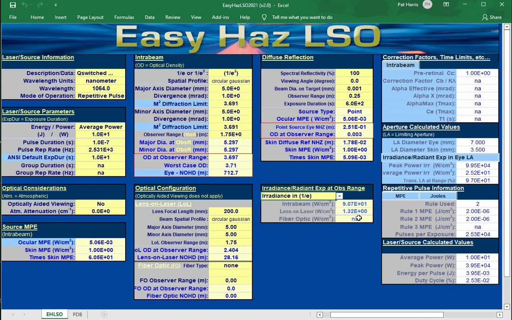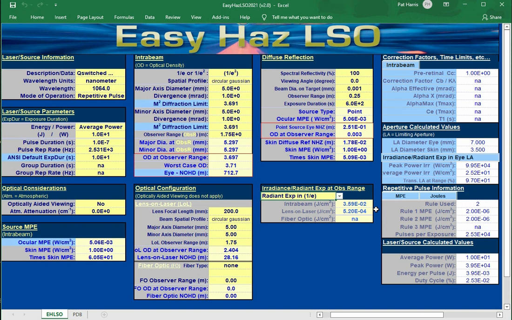And now, what about the lens on laser? Well, the lens on laser at 1.75, remember that this would be a much higher divergence than what we see in the intrabeam, so it's only 1.32 watts per square centimeter. Let's take a look at radiant exposure. We would need to report that for an intrabeam exposure, we'd have about 36 millijoules per square centimeter, and we'd have about a half a millijoule per square centimeter for the lens on laser. That's what we'd want to tell our barrier vendor.